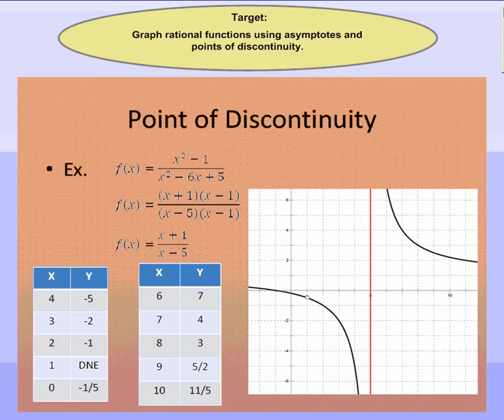So our graph looks like this. There's our point of discontinuity. Again, look at our horizontal asymptote, approaching 1. Look at our vertical asymptote there.